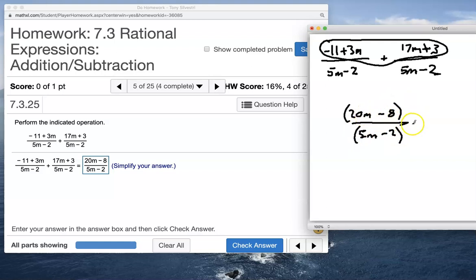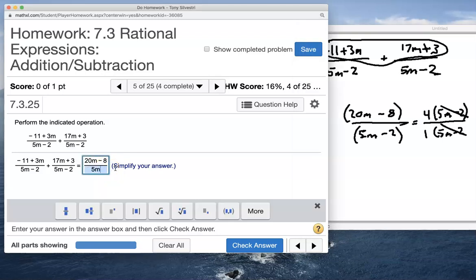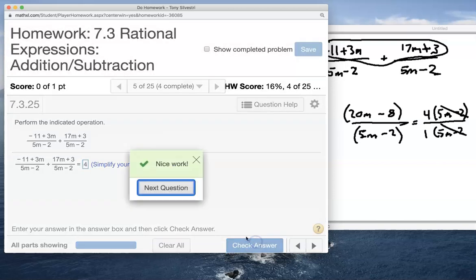But if I were to factor the top, let's see, 20 and 8, I can pull out a 4. When I pull out a 4, I divide everything by 4. 5m minus 2. And the bottom has got a 5m minus 2. Oh, hey, there's the excitement right there. That bundle and that bundle cancels, leaves you with 4 over 1, which is obviously the number 4, a lot simpler than what I typed in. Okay, check your answer. Nice work.